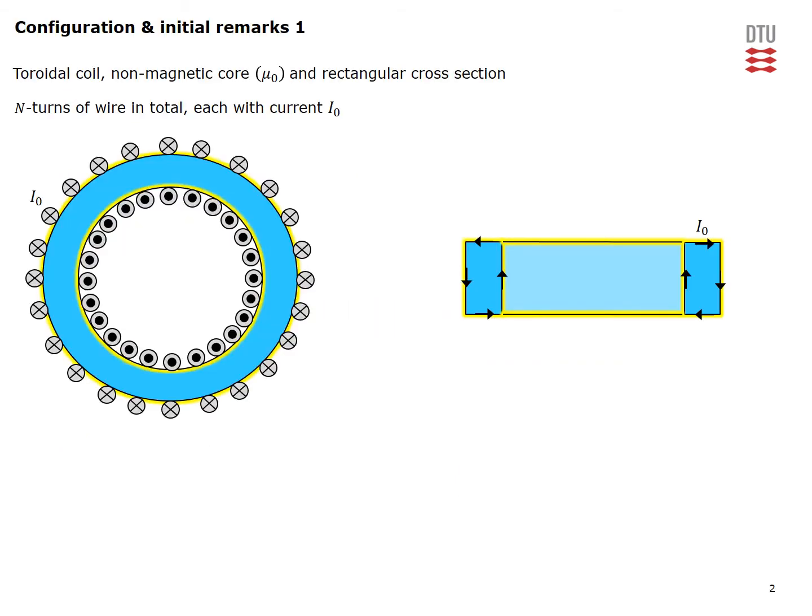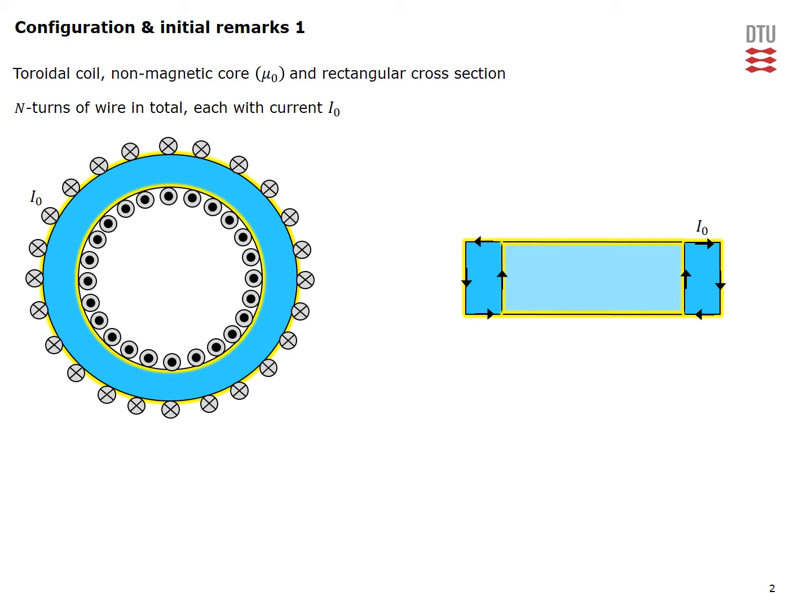So here we see the configuration of our toroidal coil. It has a non-magnetic core with free space permeability μ0 and rectangular cross-section. The core is wound with n turns of wire in total, and each turn carries a current I0.